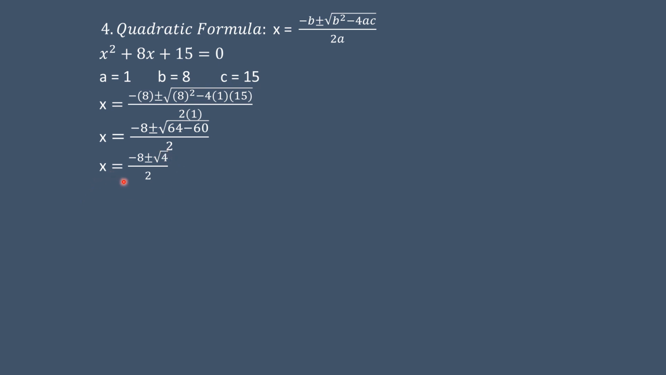So we have here the result. x equals negative 8 plus and minus, 64 minus 60 is 4, over 2. Then x equals negative 8 plus and minus the square root of 4, which is 2, over 2. Then we have our first solution, x sub 1 equals negative 4 plus 2 equals negative 2. And the second solution is x sub 2 equals negative 4 minus 2. So the result is negative 6.